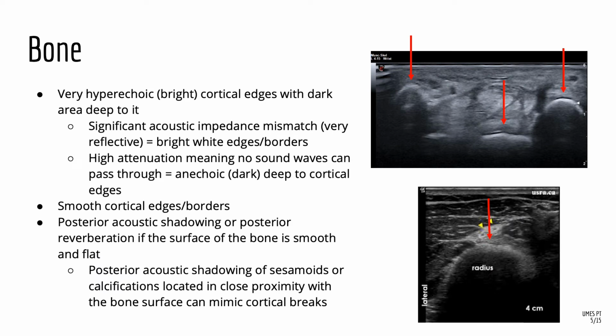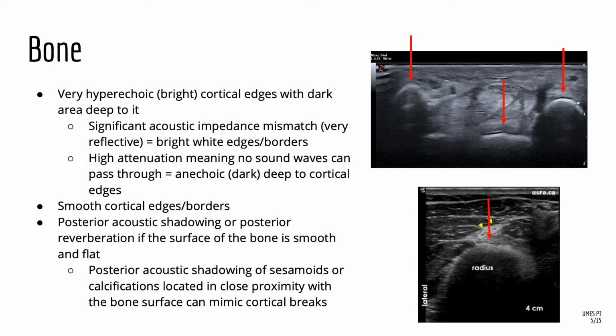First, we're going to go over bone. So bone has a very hyperechoic, bright cortical edge with a dark area deep to it. There's significant acoustic impedance mismatch. So we talked about that. It's very reflective. So you're going to have the bright white edges or the borders. And then the high attenuation, meaning no sound waves can pass through, you have the anechoic or dark deep to the cortical edges.